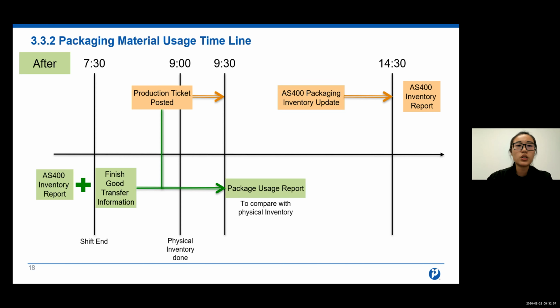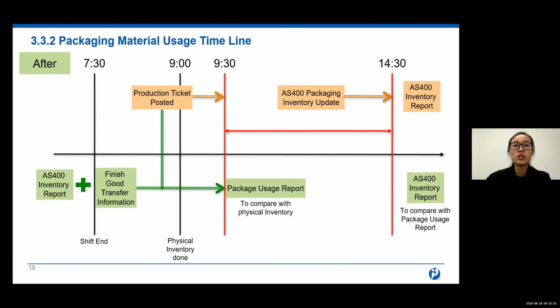After 2:30 p.m., S400 package inventory update. Then we can compare with package usage report and verify the quantity. Before, we needed to wait till 2:30 p.m. to have inventory information. But now, after 9:30 a.m., we can get the information. We get the report 5 hours early.